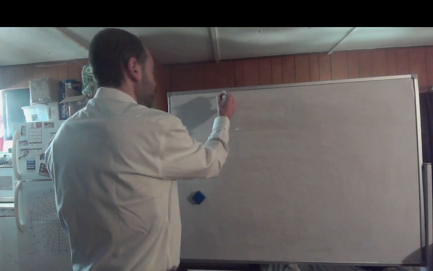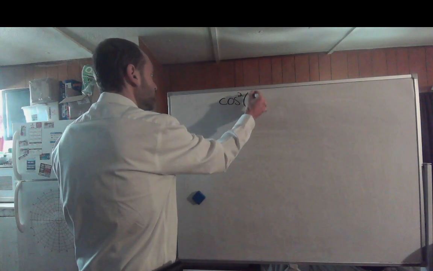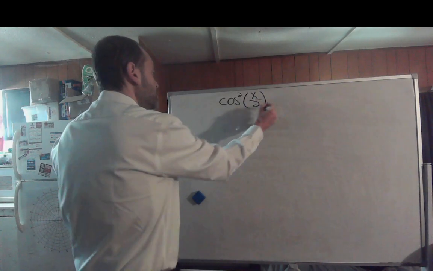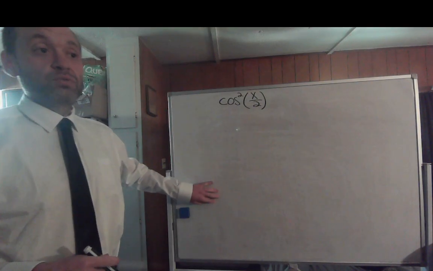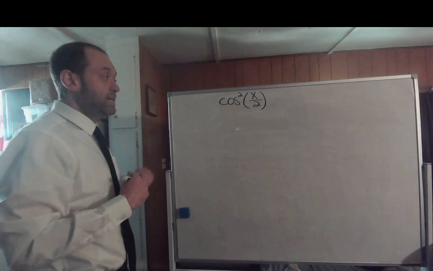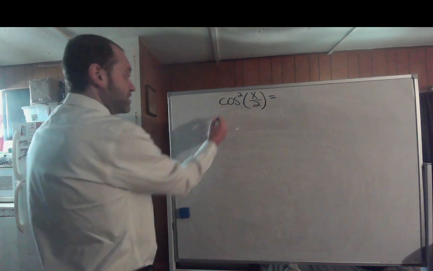Now, what if I had something like this? The cosine squared of x over 2. So it looks like we're going to use a half angle formula, only we really don't need to. We actually really don't need to use a half angle formula. This is just a simple power reducing formula.